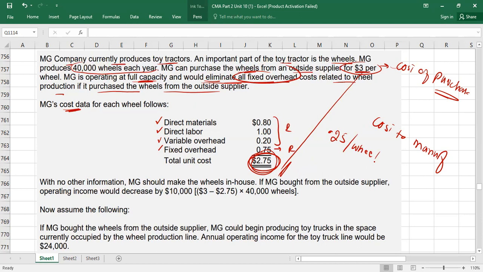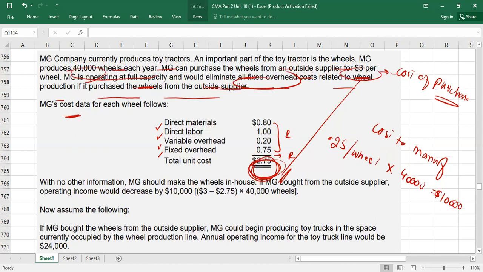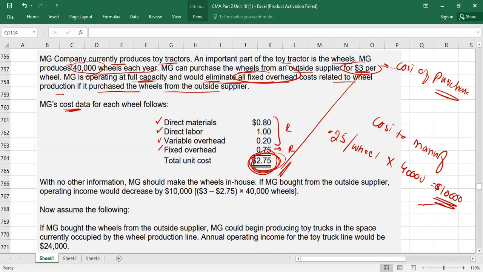This you can save if you manufacture, and this you can lose if you buy a product from outside. Okay, so in total, how much money can you save if you manufacture, because manufacturing is the best option here? You multiply this saving per wheel by how many wheels we need? 40,000 wheels. If you multiply with 40,000 wheels, this is going to give you $10,000. It means this $10,000 can be saved if you manufacture the product, and this $10,000 you can lose if you buy the product from outside. Understood? So this is what they are trying to tell you.